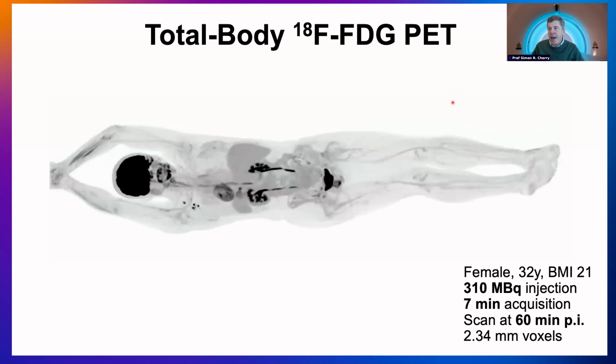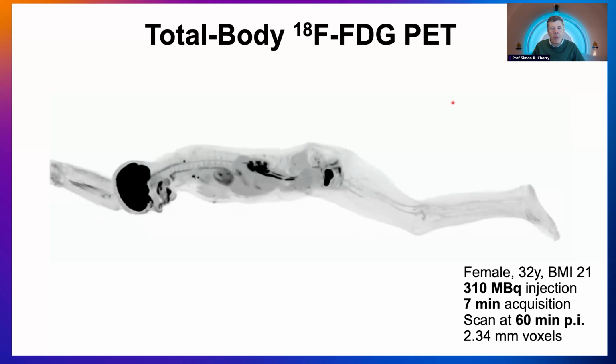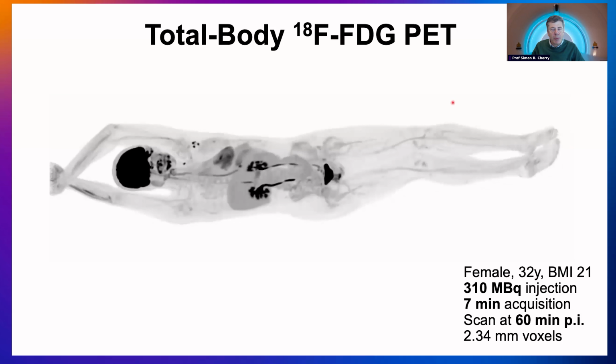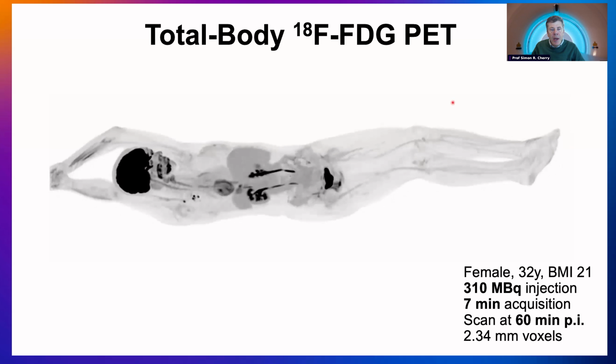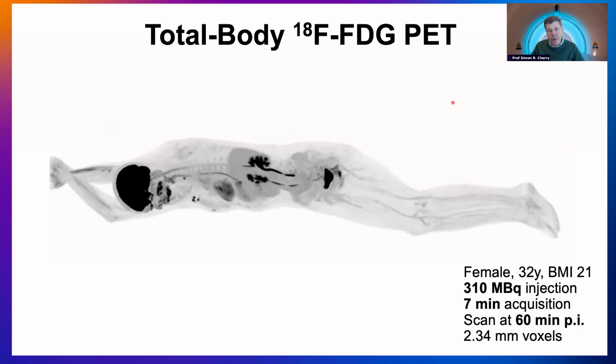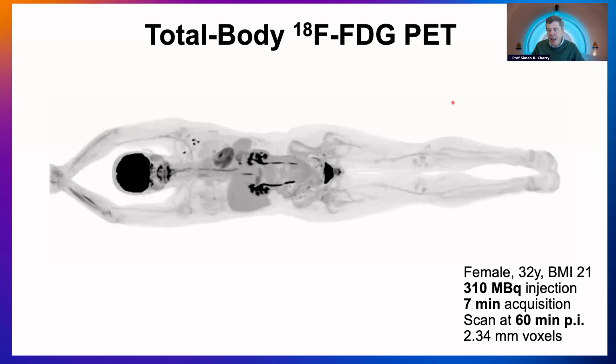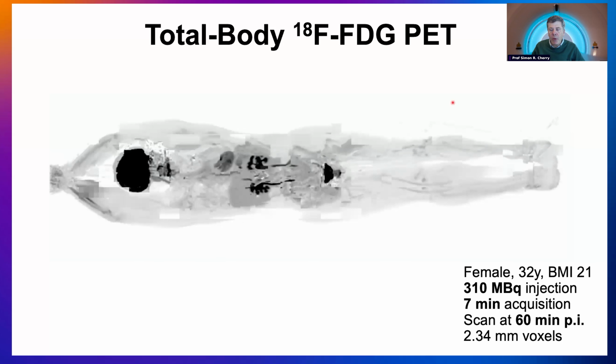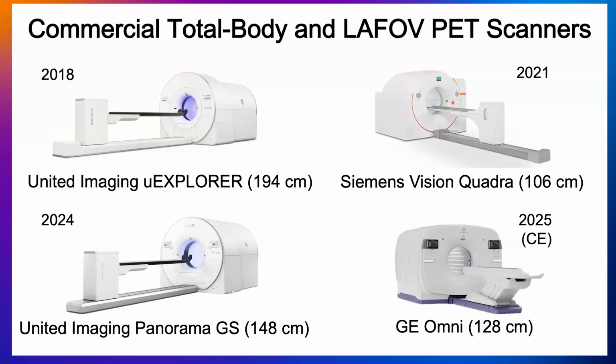And this is a pretty standard, nothing special here, total body scan off the Explorer total body system. It's about a 310 megabecquerel injection, 7-minute scan, 60 minutes post-injection with FDG. So this now, of course, has led to quite widespread adoption. I think as people saw these images, they were very excited.